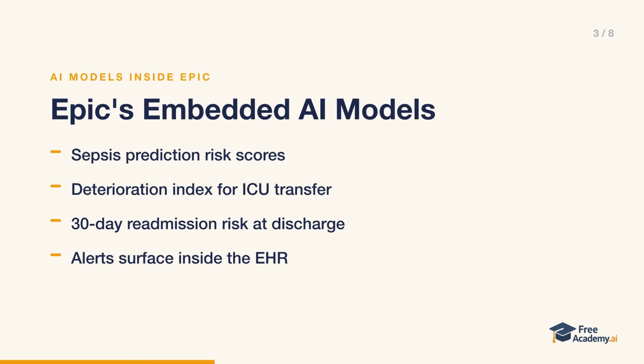Epic, the most widely used electronic health record in the United States, has embedded several AI models directly into the chart. The sepsis prediction model analyzes patient data in real time and generates risk scores for sepsis onset. The deterioration index assigns a score predicting the likelihood of ICU transfer or a rapid response activation. And readmission risk identifies patients at high risk of 30-day readmission before discharge, so teams can target interventions while the patient is still in the building.